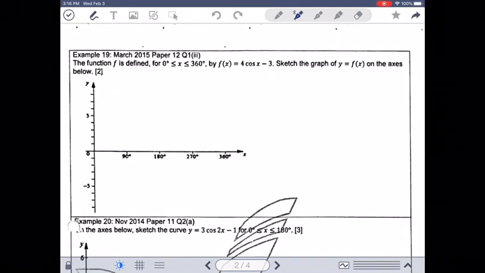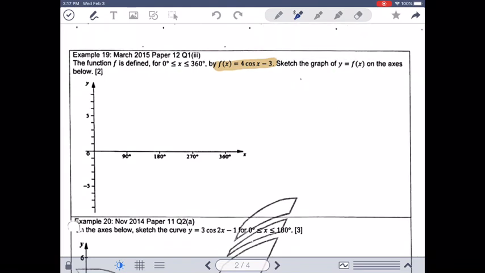Okay, let's have a look at one more example. The function f is defined for x from 0 until 360 by f of x equals 4 cos x minus 3. So we have f of x equals 4 cos x minus 3. Sketch the graph of y equals f of x on the axis below. Basically this question just wants us to sketch the graph.